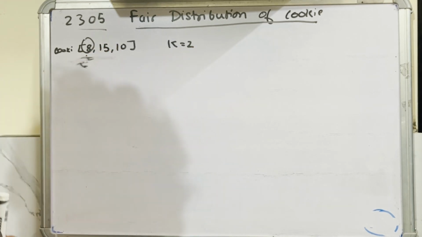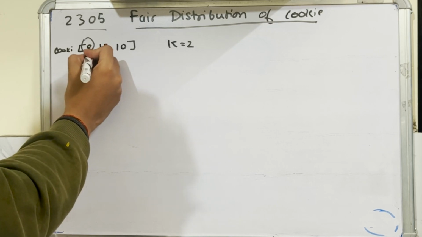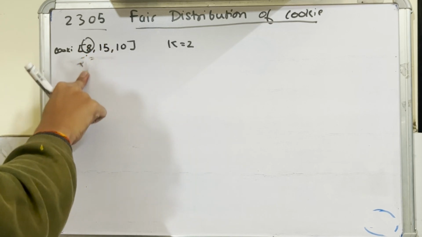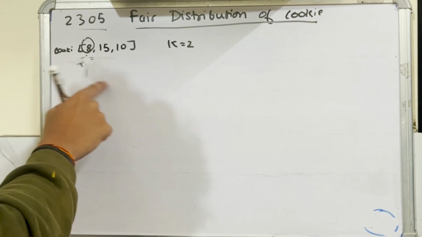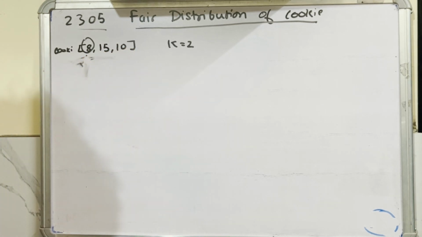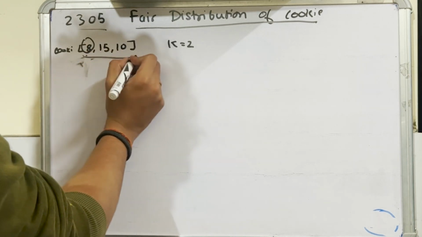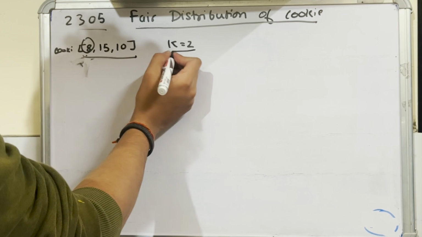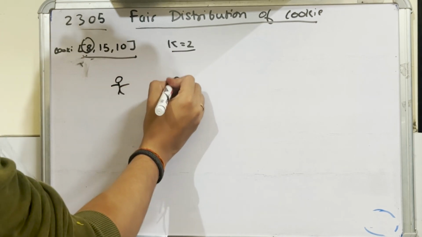So basically in the question there are a few constraints. We can't distribute the cookies in parts, so this whole bag of 8 cookies will go to one person. We can't distribute it to different people, and there is an unfairness factor. For example, we have these 3 cookies, and k equals the number of students or number of children.